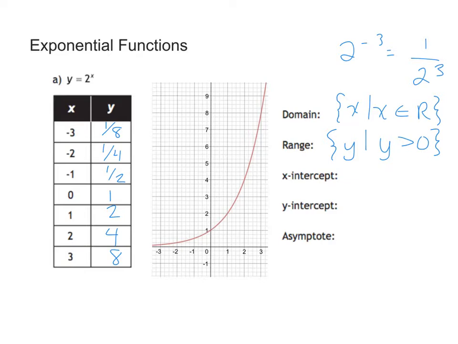X-intercept, where does it cross the x-axis? Doesn't. So x-intercept, none. Y-intercept, right there, at 1. And the asymptote, does it have a horizontal or a vertical asymptote, or both? Horizontal. So at y equals 0, right?